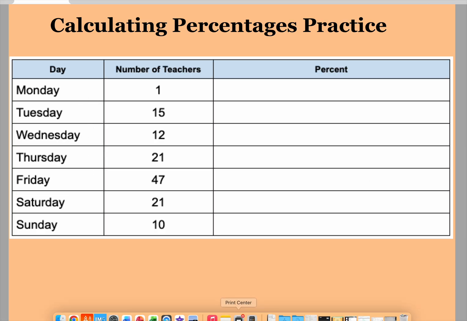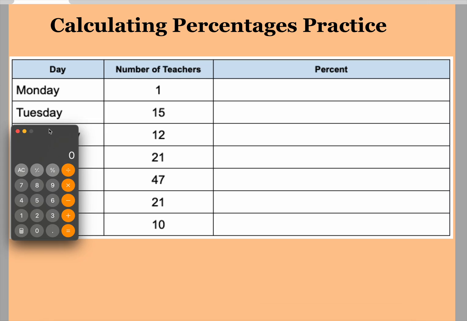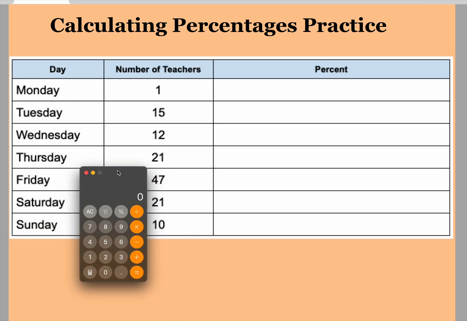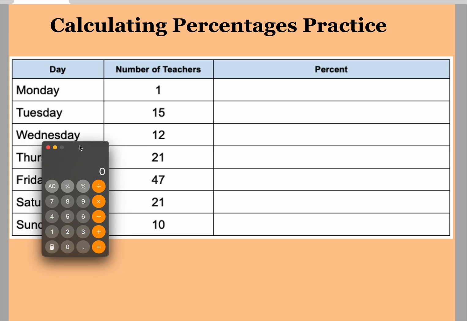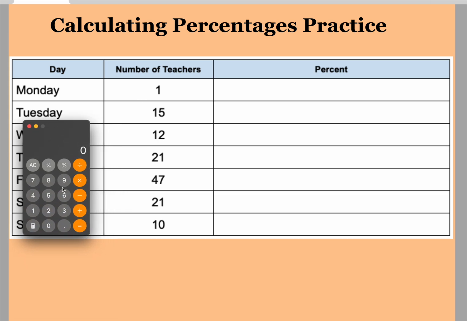All right, so for this, we will be using a calculator. So I'll be using my pop-up calculator here. You can use a handheld one. The first thing I need to do is find the total. I can't find a percent without a total. So I'm going to add all of these together.